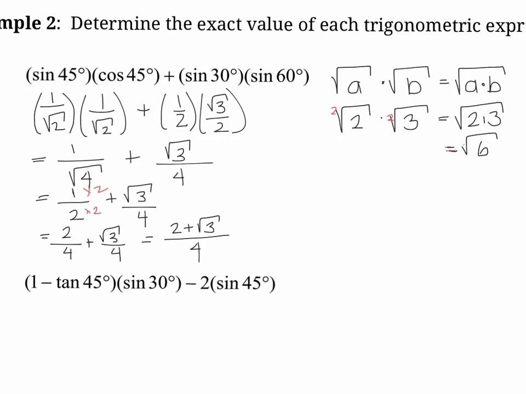Should we put this in our calculator now to simplify? No, because we're going to get a decimal. Root 3 is not a nice number. So this is an exact simplified answer. So we are done. We can check if we've got time, if we've got the correct answer by using our calculator. We could put sine 45 times cos 45 plus sine 30 times sine 60, press equals, and then take a look at what 2 plus root 3, all divided by 4 is, and the value should be the same. But here is the exact value.